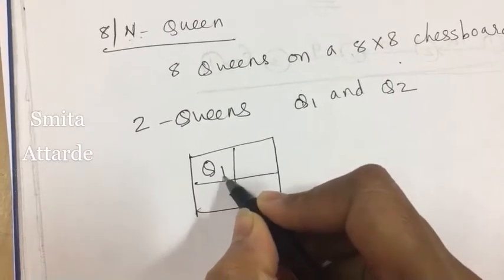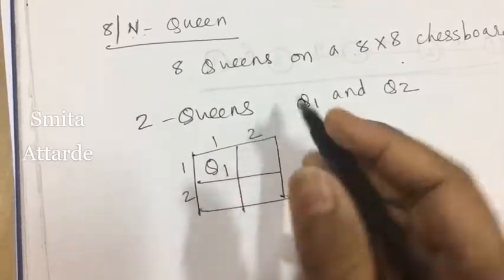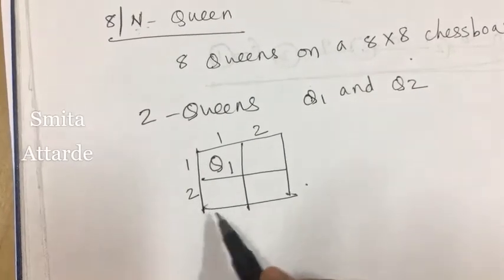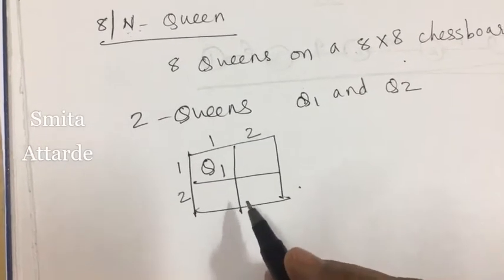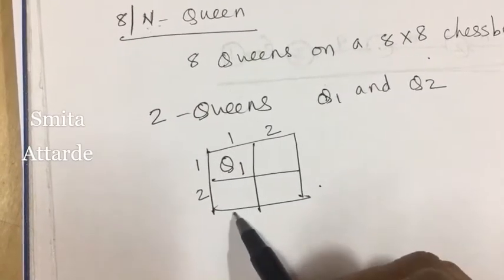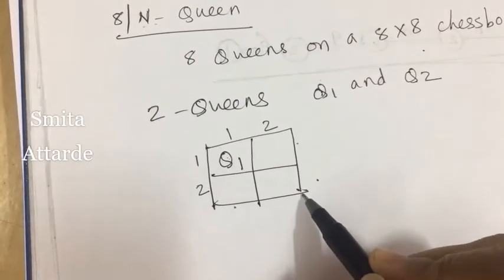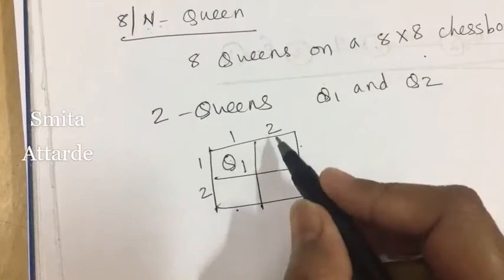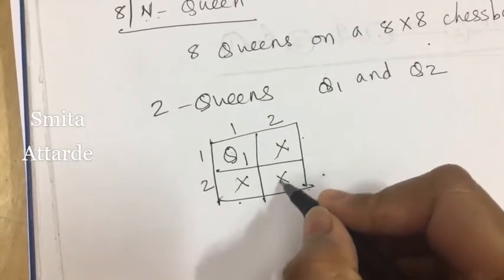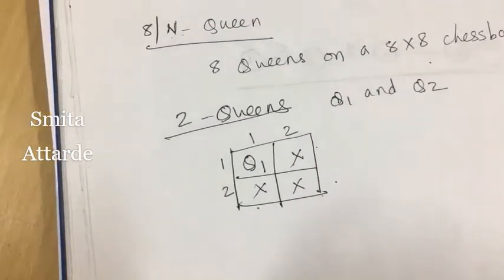Now q2 has to be placed... this is the first row, this is the second row, the first column, second column. So q1 is placed here, so q2 has to be placed in the second row, such that q1 cannot attack q2. So it cannot be placed in the same column, it cannot be placed in the same row, and it cannot be placed diagonally. That means for placing q2, this place is not valid, this is also not valid, and this is also not valid. That means the 2 queens problem doesn't have a solution, it cannot be solved.